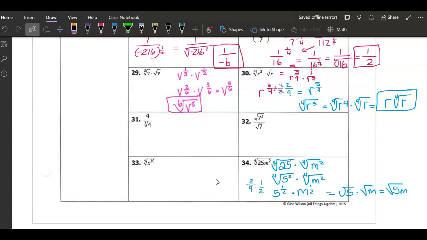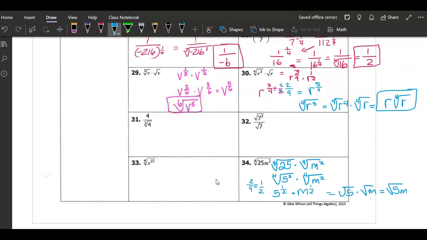Okay? So if I rewrite this as an exponent, it would be 5 to the 2/4 power. Well, 2/4 is the same as 1/2. So this is 5 to the 1/2 power. Same thing here, m to the 2/4 power, which is the same as m to the 1/2 power. Now, I know that this is equal to the square root of 5 to the first power, and the m is the square root of m to the first power. So then multiply those together, you get the square root of 5m. Okay, so I hope you did okay on that.